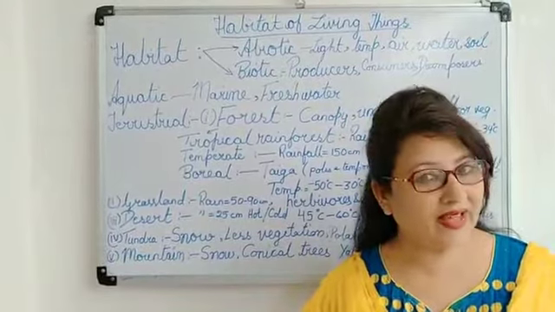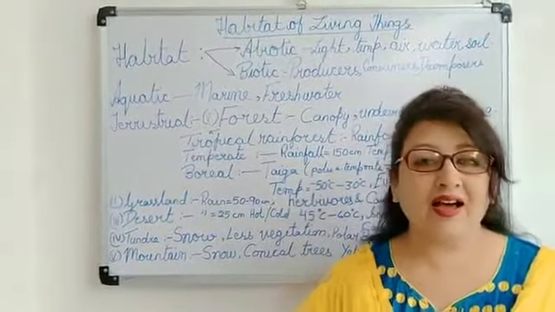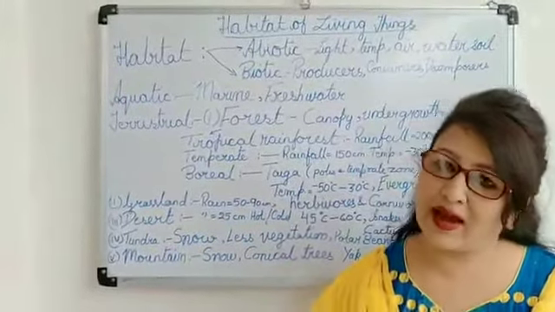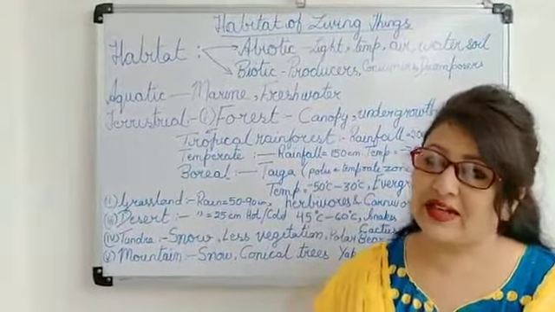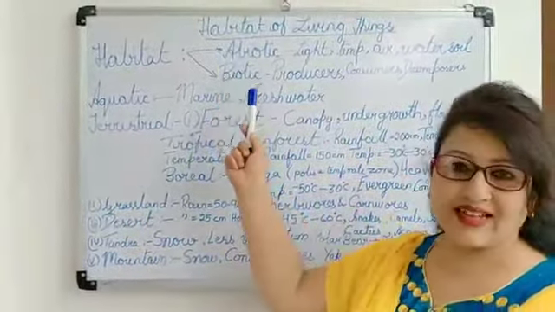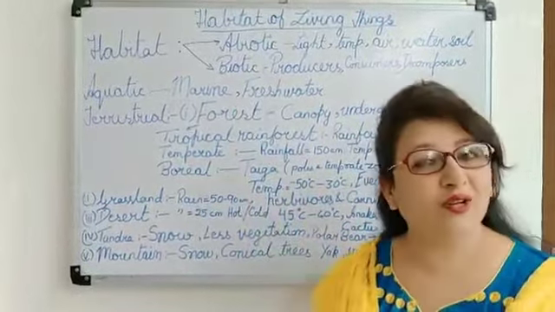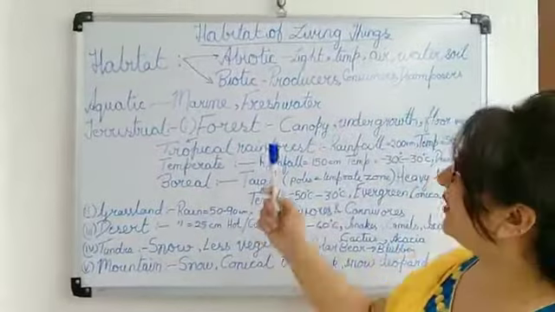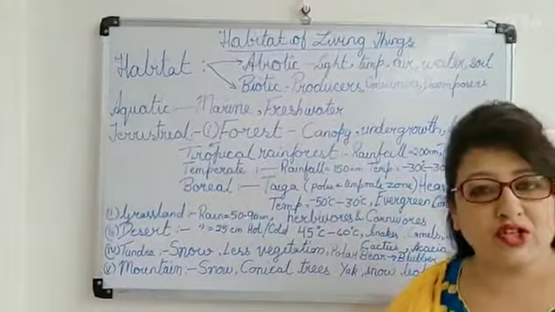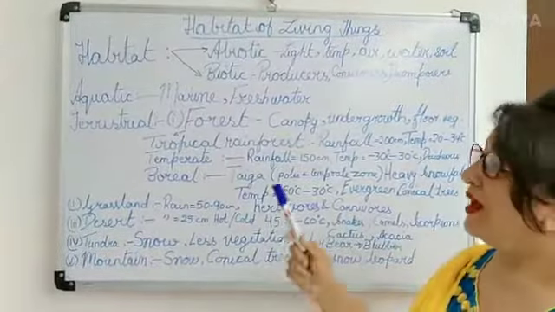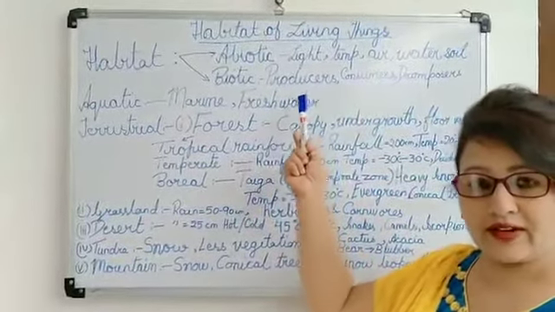about the habitats of living things. What is a habitat? A habitat is the place where an organism lives. It is divided into two parts, the abiotic and the biotic. Abiotic includes the non-living things like temperature, air, water, soil. The biotic includes all the living things.